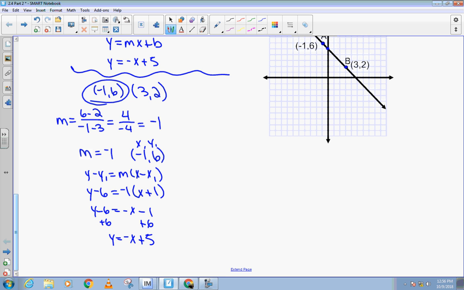Which is the same answer I got up there, and it was kind of quicker if it was graphed, but more often than not, you need to know this formula and how to work it. All right, any questions on what I did?